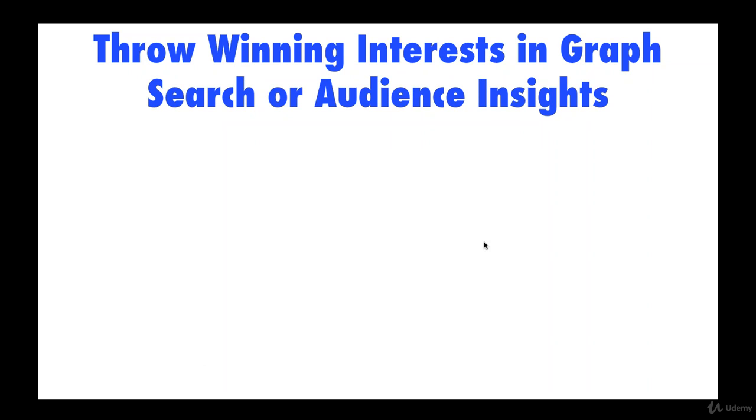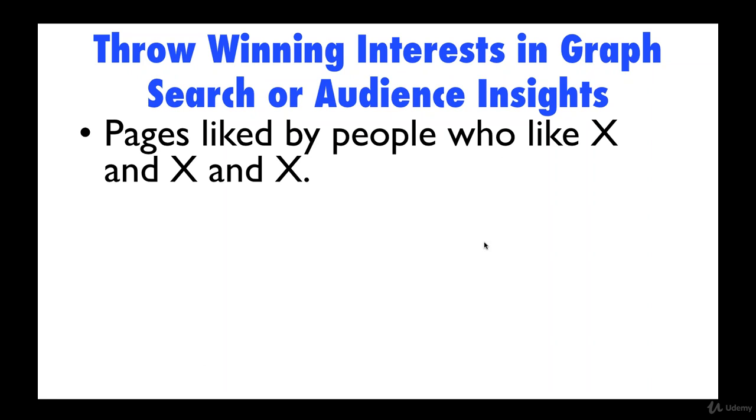One thing you'll want to do is throw winning interests in graph search or audience insights. So let's say you had a winning campaign in the past, or you have a winning campaign right now with some interests that are performing well. Well, you can throw them in graph search, and graph search is very simple. I've talked about this before. You just throw them in and say, hey, pages liked by people who like interest 1 and interest 2 and interest 3. And those represent the interests that are currently performing well for you on your existing campaigns.